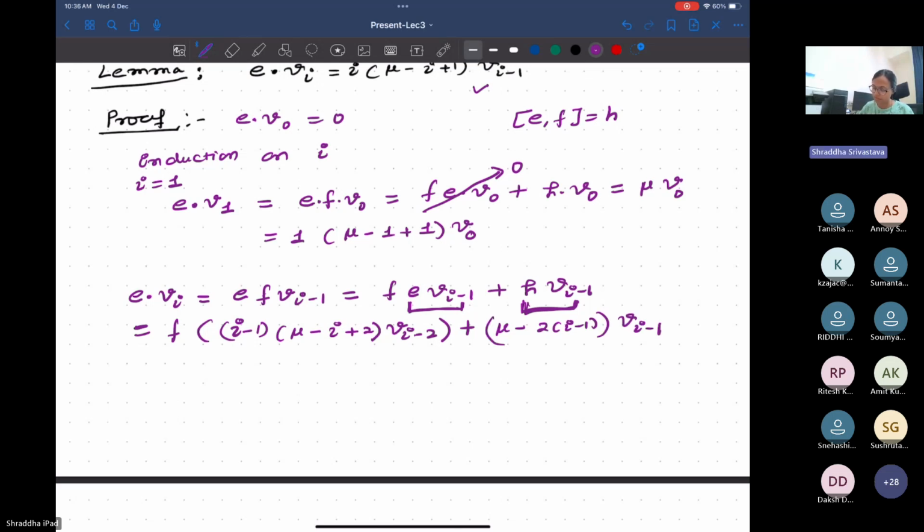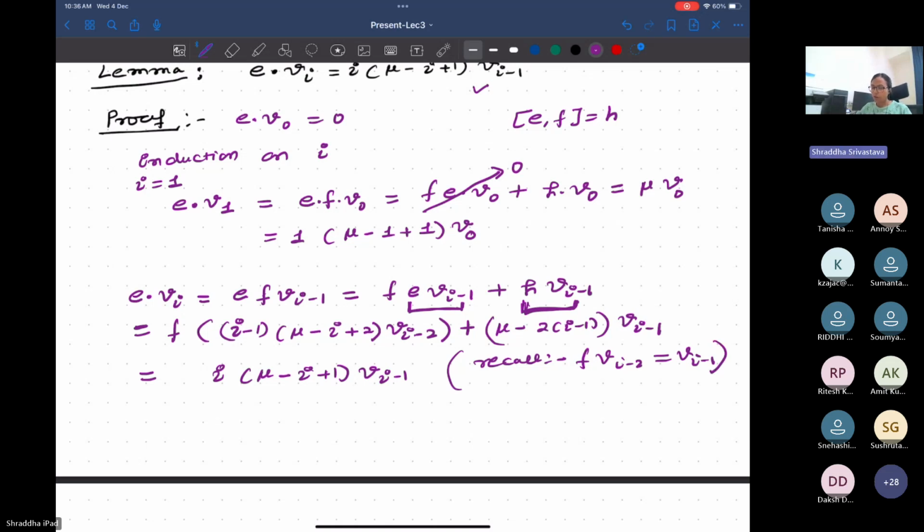Now you simplify everything. F times v(i-2) is by definition v(i-1). And if you simplify this, it precisely becomes i times (mu minus i plus 1) times v(i-1). So recall that f v(i-2) by definition is v(i-1).